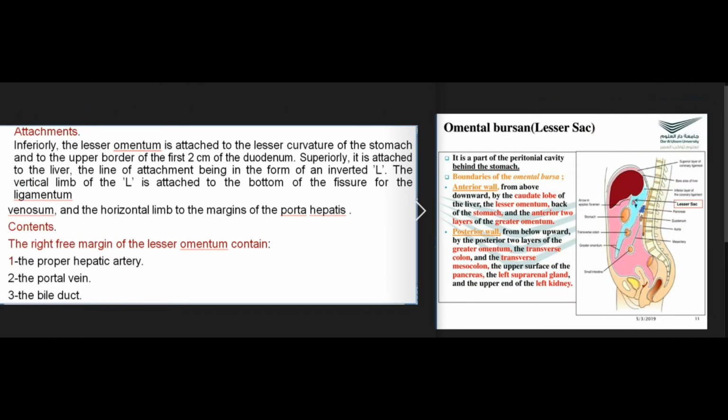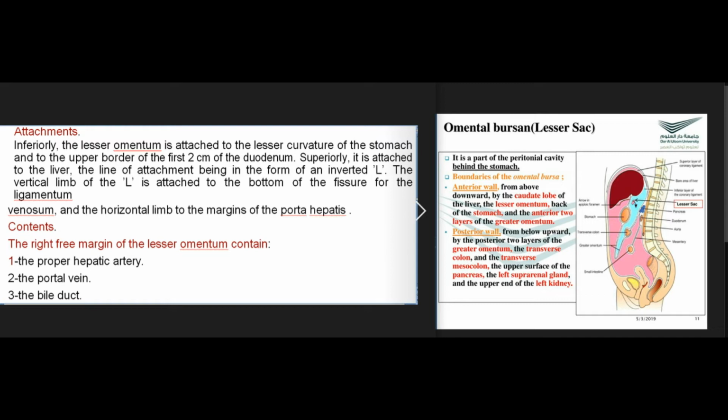Attachments. Inferiorly, the lesser omentum is attached to the lesser curvature of the stomach and to the upper border of the first 2 cm of the duodenum. Superiorly, it is attached to the liver, the line of attachment being in the form of an inverted L. The vertical limb of the L is attached to the bottom of the fissure for the ligamentum venosum, and the horizontal limb to the margins of the porta hepatis.